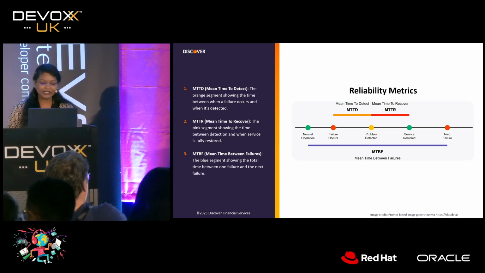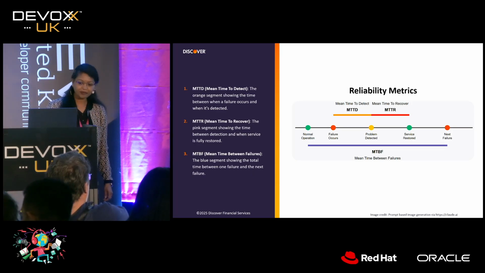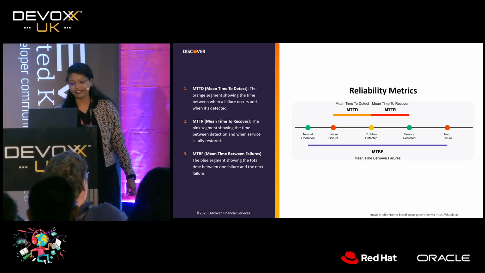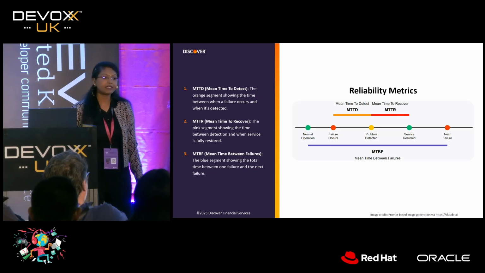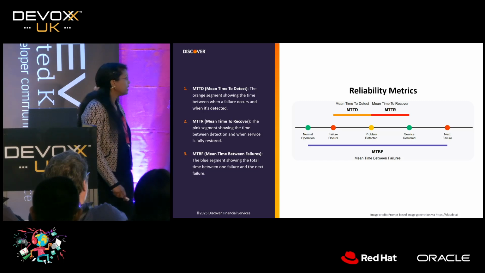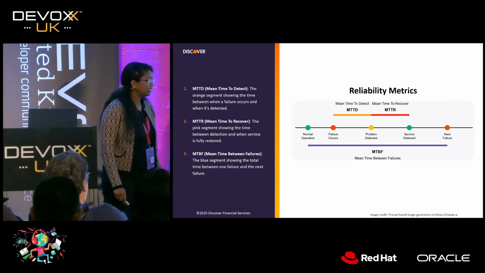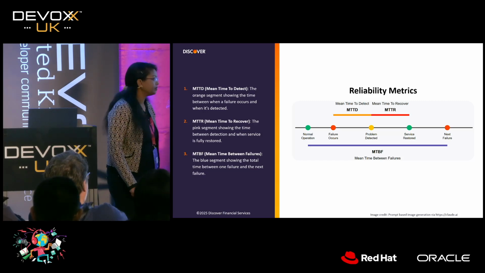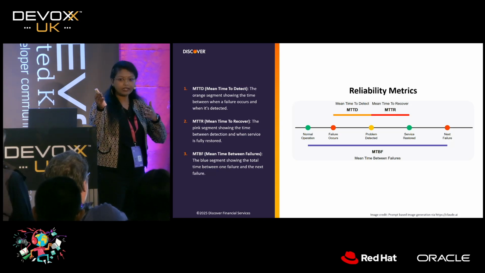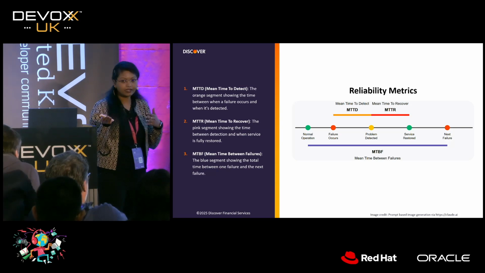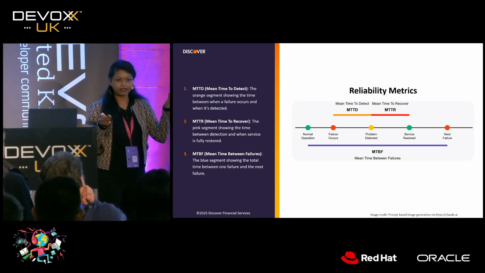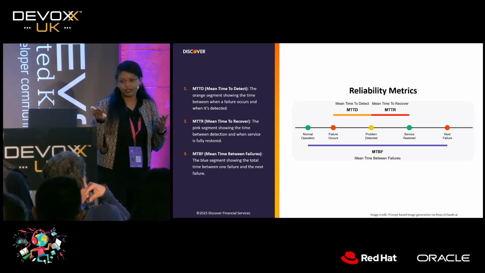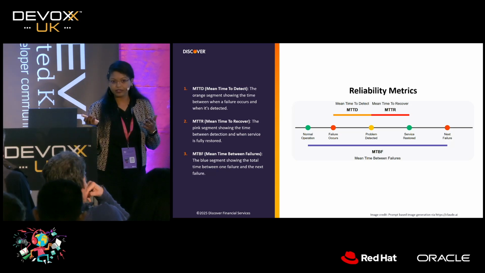Right, so reliability metrics. We often hear these 3 terms, MTTD, MTTR, and MTBF. So MTTD is basically mean time to detect. When your system is running normally and say you have a failure, what is the time taken for us to detect the problem from the time it has occurred to the time we have detected? It's the mean time to detection.